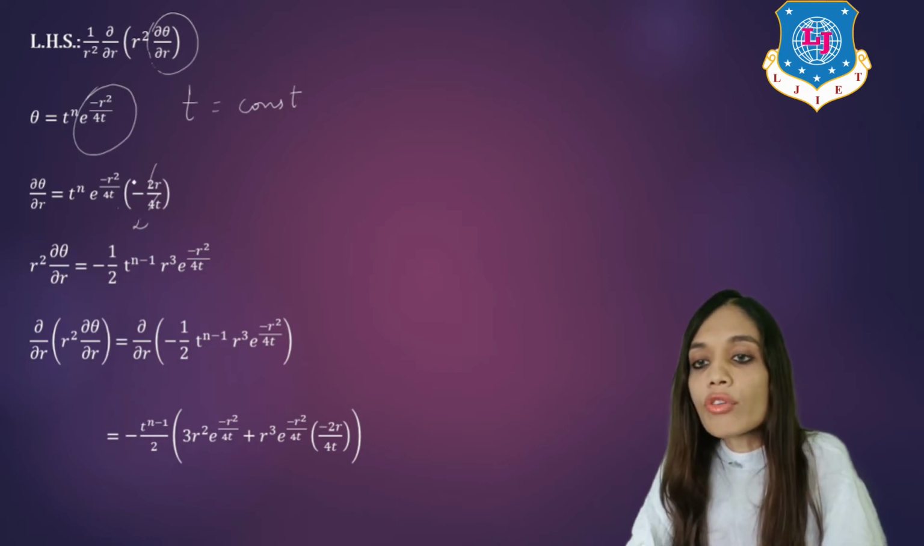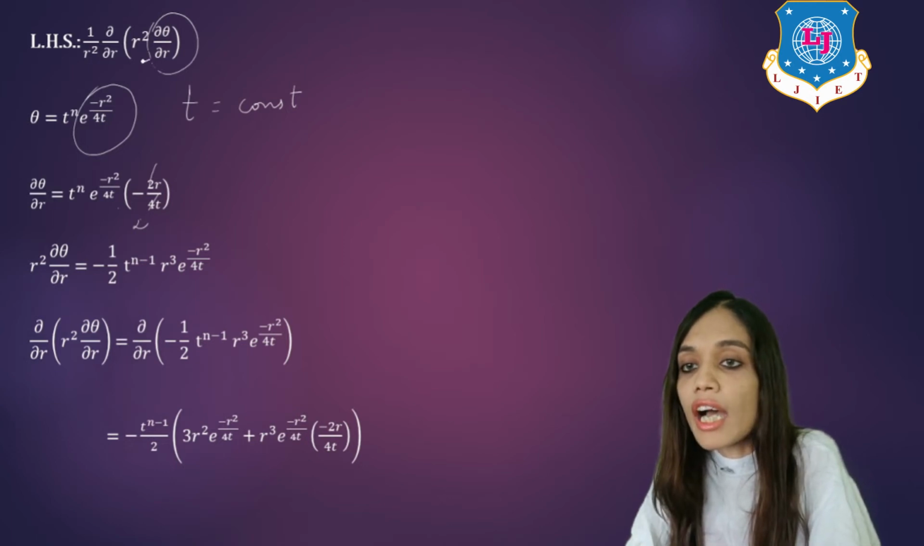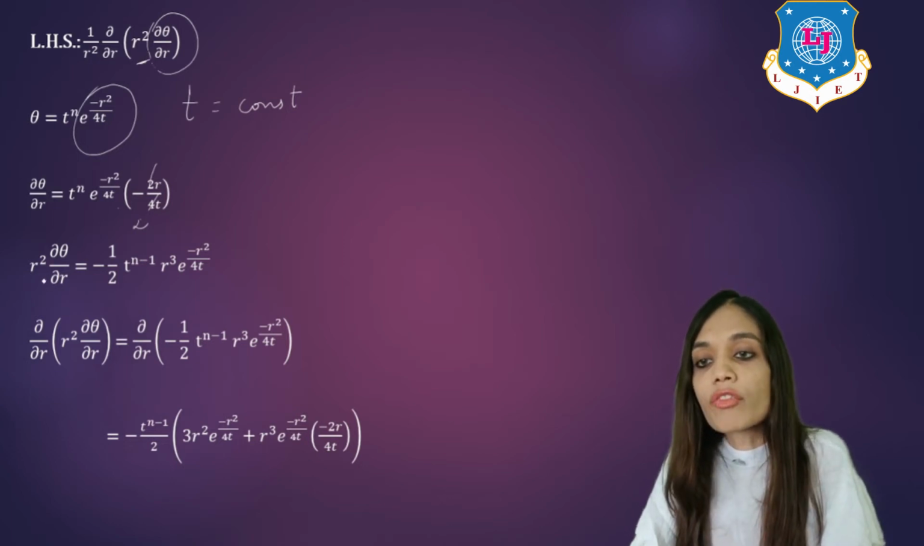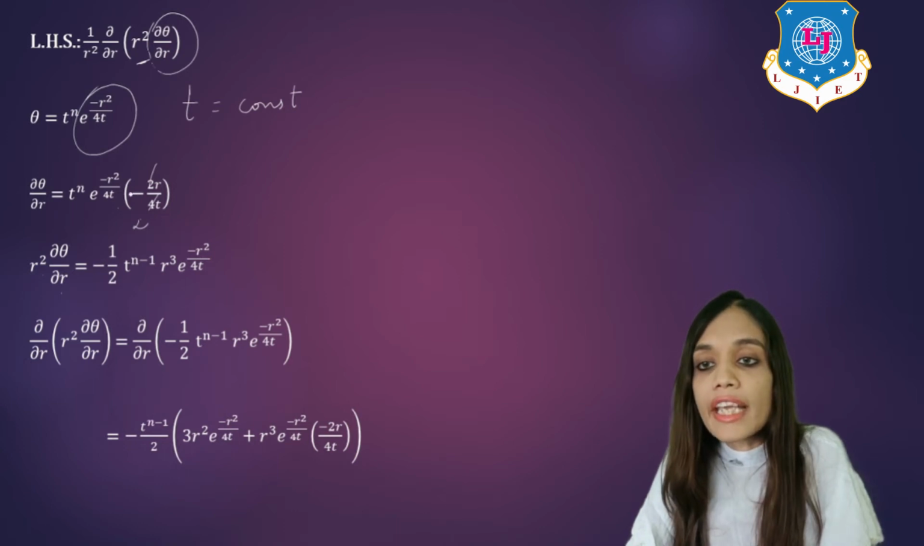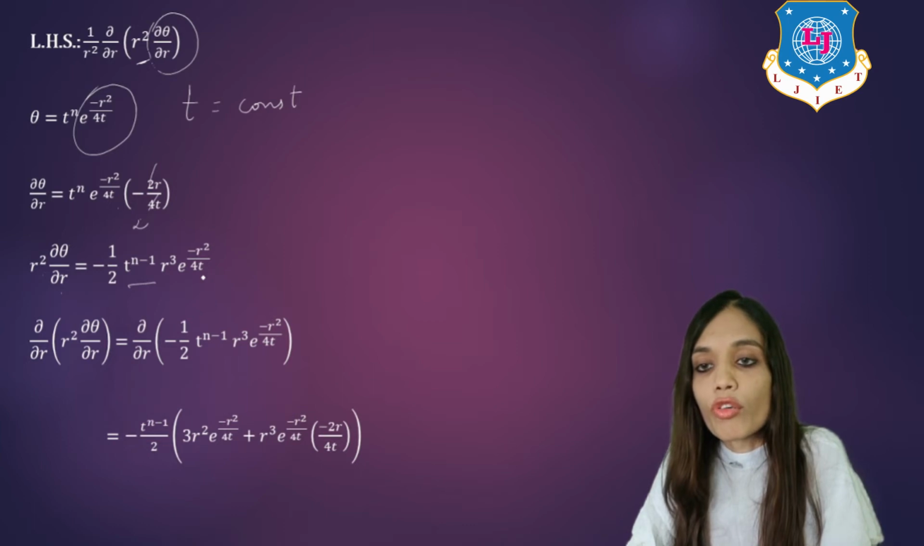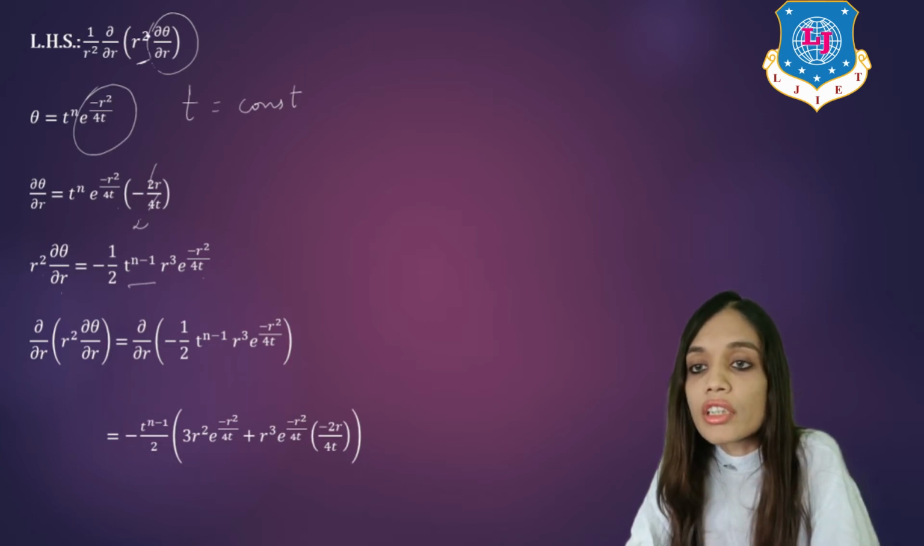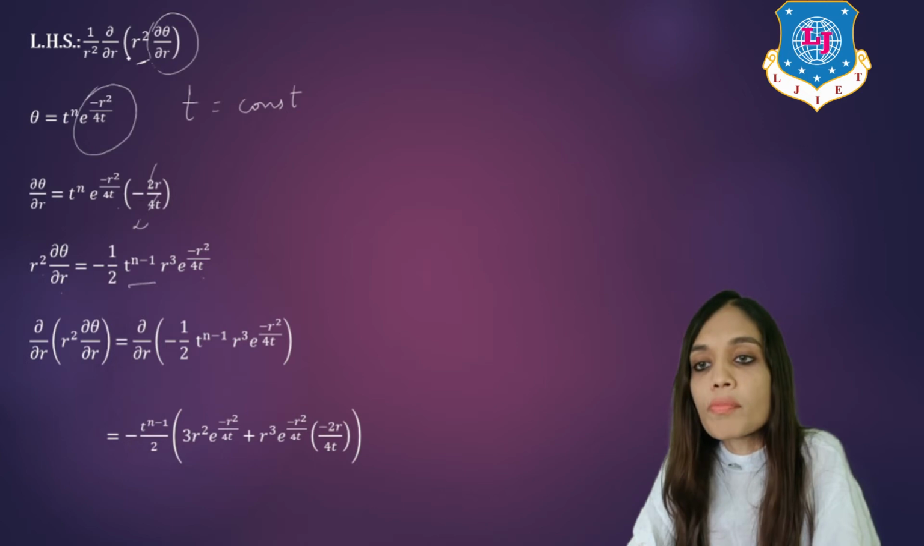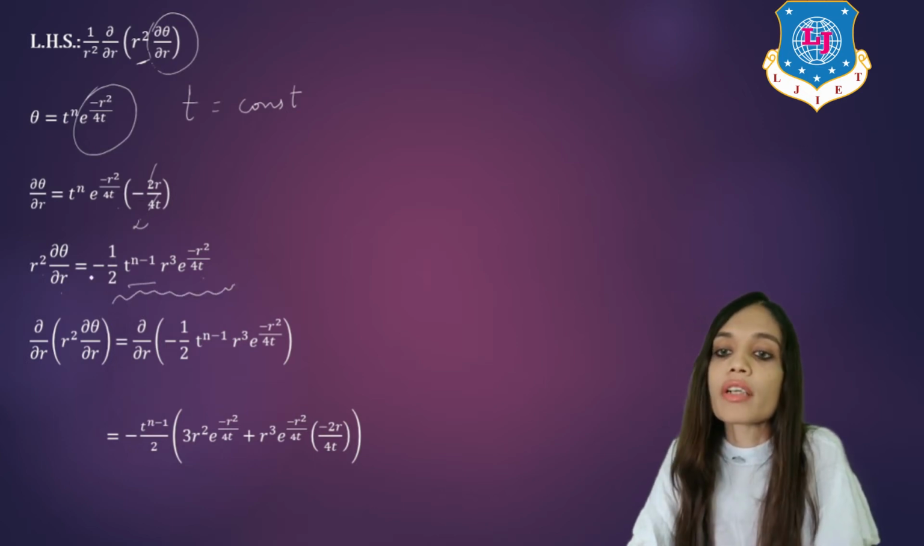2. Now take out minus 1 upon 2 common and multiply with r square. So on multiplying, what you will get? R square del theta by del r will be equal to minus 1 upon 2 and t raised to n minus 1. We have written this as t raised to n minus 1 r cube into e raised to minus r square upon 4t. Now what we have to do? The derivative of this term with respect to r. So we have to differentiate this again with respect to r.